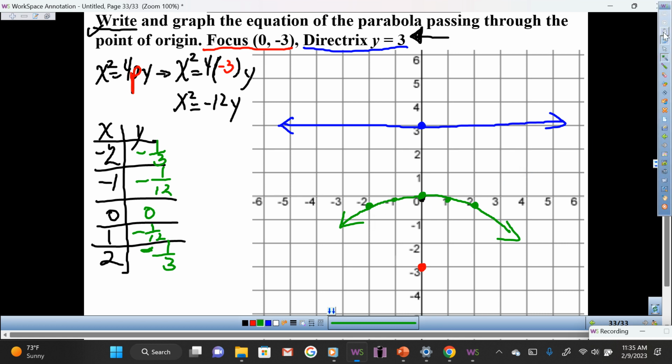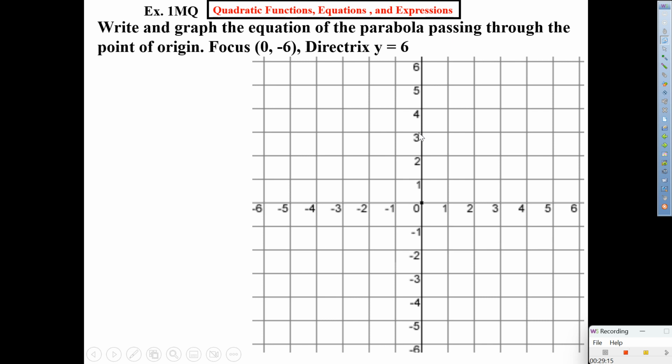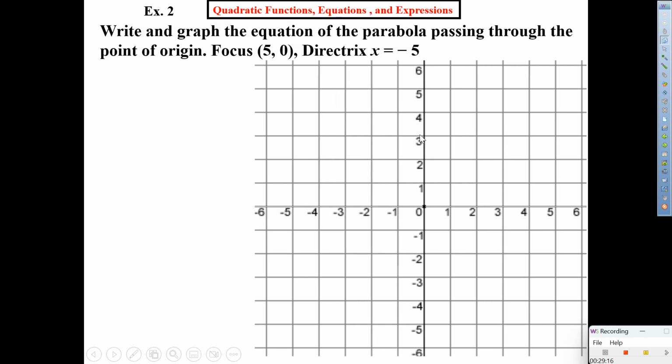All right, copy this next one, please. Example number 2. Oh, there it is. Copy that one, make a new coordinate plane. And it reads again, write and graph the equation of the parabola passing through the point of origin with focus (5, 0). Directrix, x equals -5. I'll give you some time to set it up. We'll do this one together because it has a little twist to it.